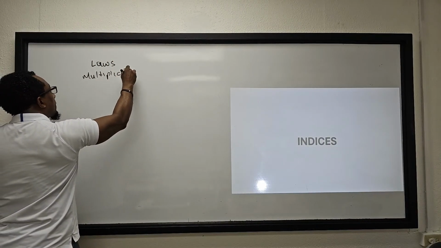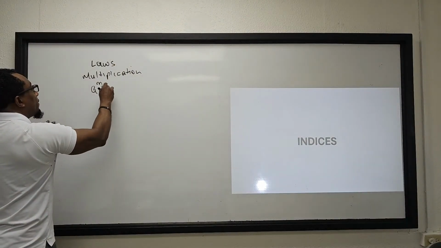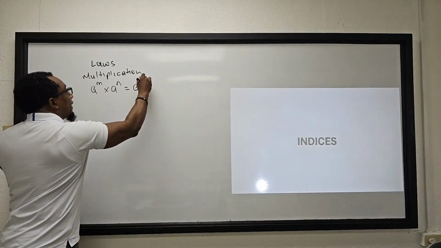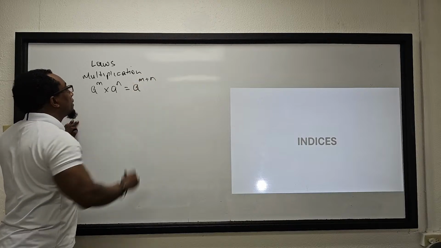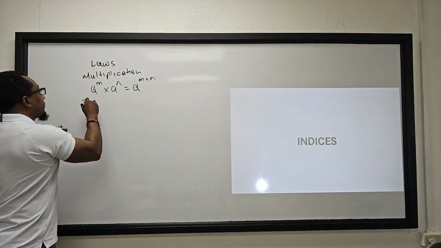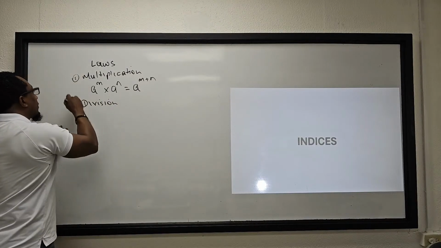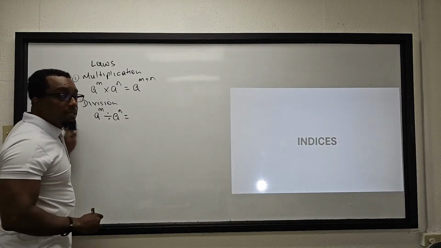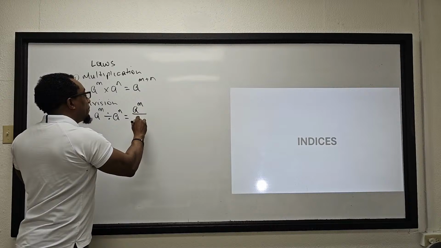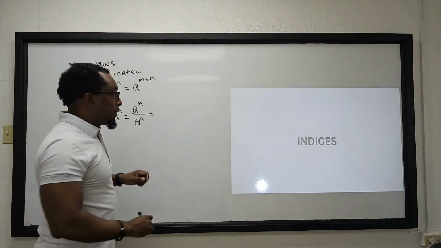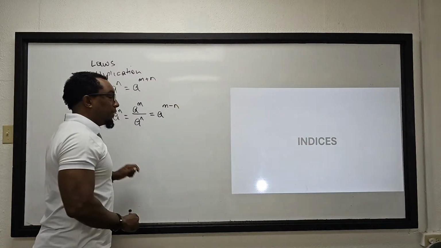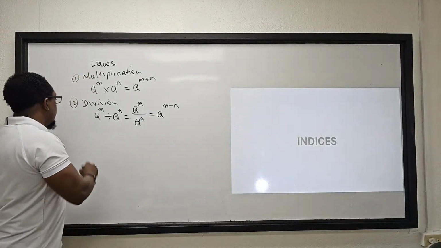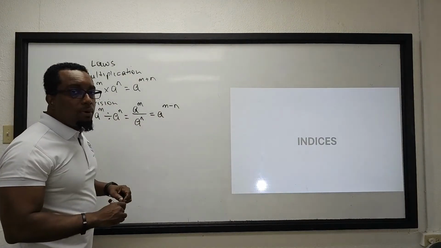Multiplication, that is a to the power of m by a to the power of n. Once you have the same base, keep the base and add your powers. That's multiplication. Division, if you have a to the power of m divided by a to the power of n, and you can rewrite it as a to the power of m over a to the power of n, you keep the variable a and you subtract the powers. Always power of the numerator, subtract the power of the denominator. Then, you have the law of the zero index.